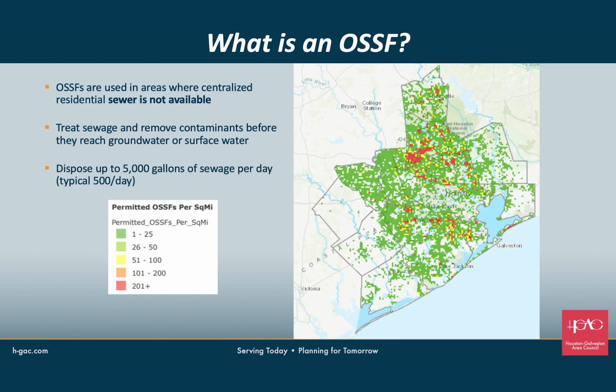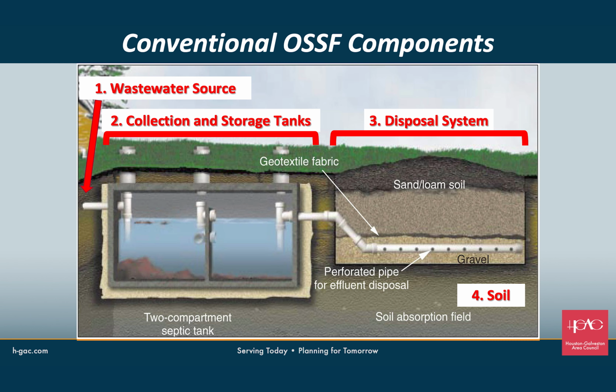Within the 13-county Houston-Galveston Area Council region, there are more than 364,000 OSSFs, with an estimated 60% of them being unpermitted. Let's dig a little deeper into the components of an on-site sewage facility.